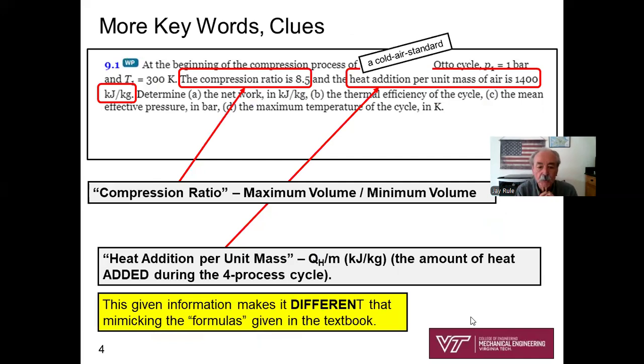Some additional keywords. The compression ratio is 8.5. That means that for the internal combustion engine, compression ratio is the maximum volume, bottom dead center, divided by the minimum volume, top dead center volume. Another interesting part about this particular homework problem is that what's given is the heat addition per unit mass, 1,400 kilojoules per kilogram.